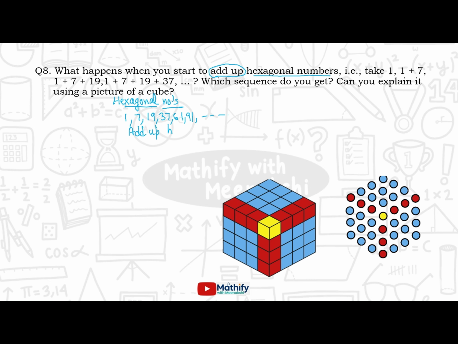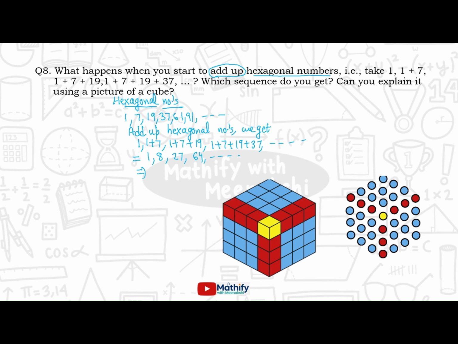So I'm writing add up hexagonal numbers. We get 1, then we'll add first 2, that is 1 plus 7, then we'll add first 3, that is 1 plus 7 plus 19, then we add first 4, 1 plus 7 plus 19 plus 37, and so on. So if you add, what will you get? 1, then 1 plus 7 is 8, then 1 plus 7 plus 19, that is 27, then 1 plus 7 plus 19 plus 37, that's 64, and so on.